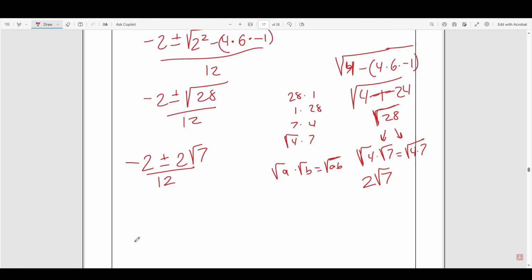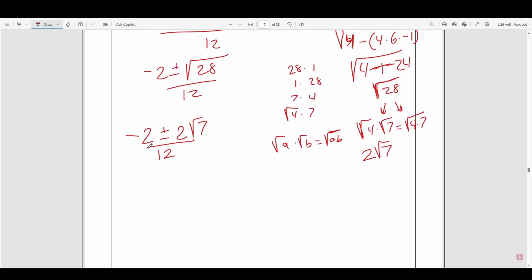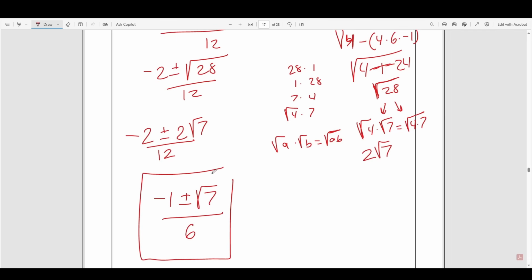Wrong. Why? Because I can actually divide the top and the bottom by 2 to simplify this further. Right? Here I have -2. Here I have 2 times radical 7. Here I have 12. You can divide each one of these by 2. So -2 divided by 2 is -1. So that's -1 plus minus 2 divided by 2 is 1. So that's 1 plus minus radical 7 over 12 divided by 2 is 6. So I know that x has to equal -1 plus minus radical 7 over 6. You can write it as separate, like -1 plus radical 7 over 6 and -1 minus radical 7 over 6, but it doesn't matter. The Regents accepts this answer for full credit.